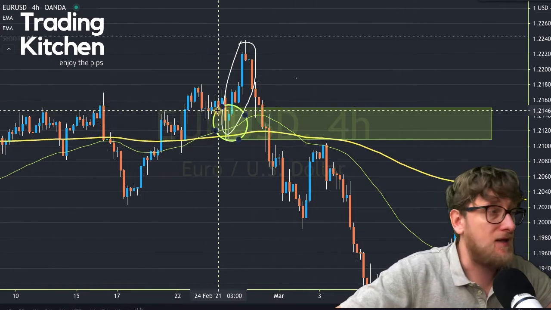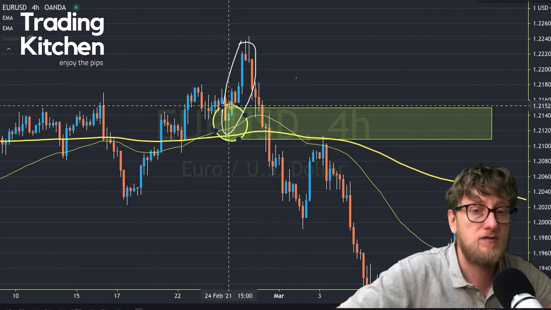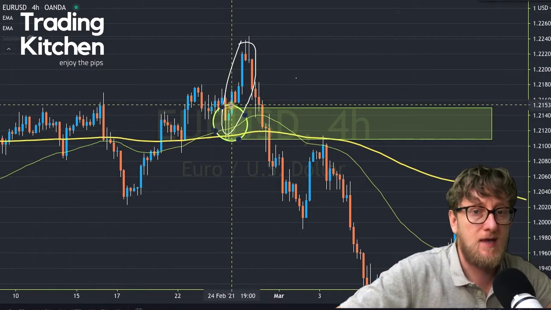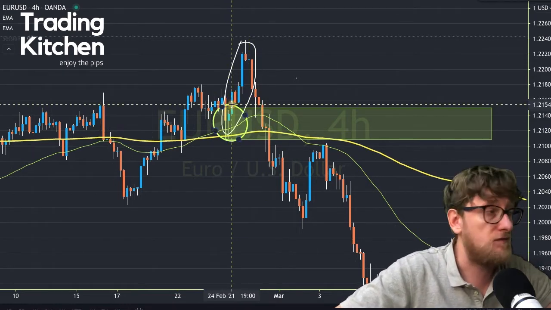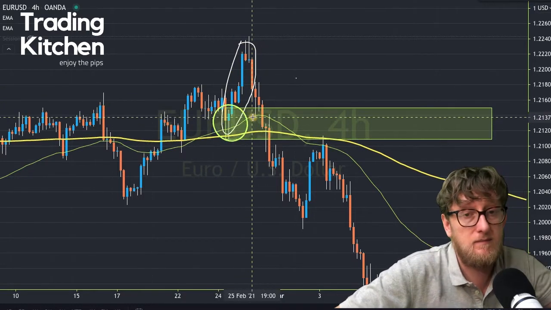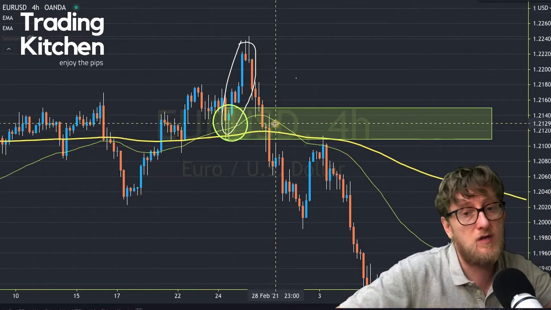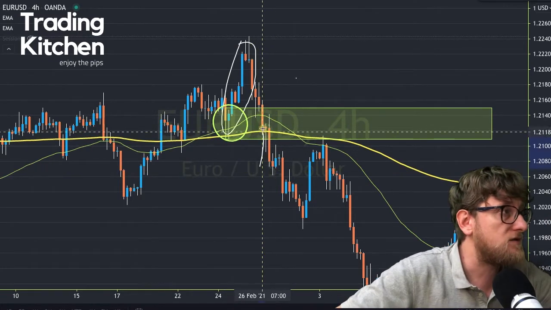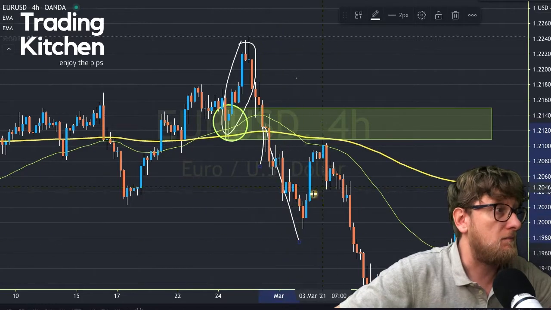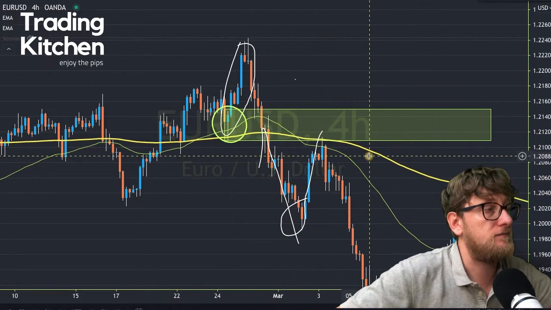It means that here there are lots of buyer orders that need to be filled up, and that's basically what happened. But it was not strong enough, so price went down. Okay, but as you can see, price reacts here.